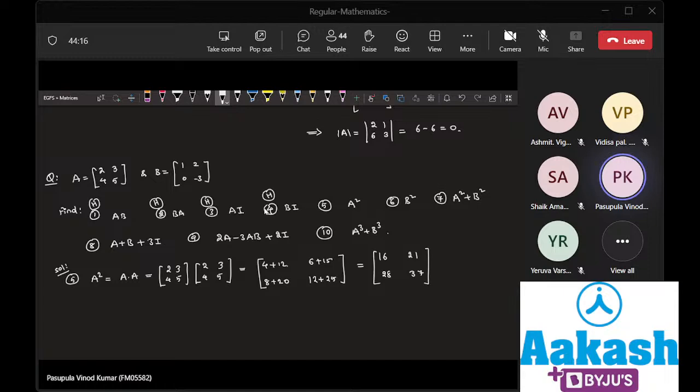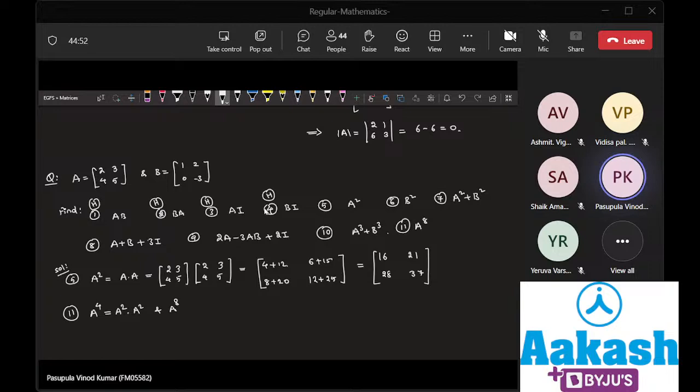In the same way, if I ask A power 8, you can do it or not? Yes or no? Do you understand, everyone? A power 8 you need means what you can do here? So you know A power 4 is equal to what? Already you know A square you found, A square into A square, right?